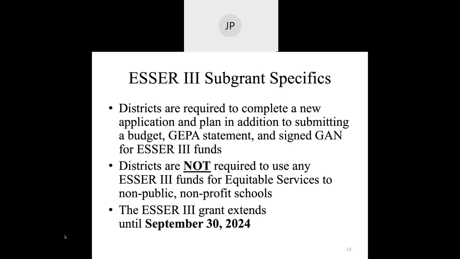So under ESSER 3, districts will be required to complete a new application and plan in addition to submitting a budget, a GEPA statement, and a signed grant award for ESSER 3 funds. Districts are not required to use any of these ESSER 3 funds for equitable services to non-public, nonprofit schools. That is, again, the responsibility of the state. And again, as I mentioned a moment ago, ESSER 3 funds extend until September 30th, 2024. That is the date by which all ESSER 3 funds must be spent.